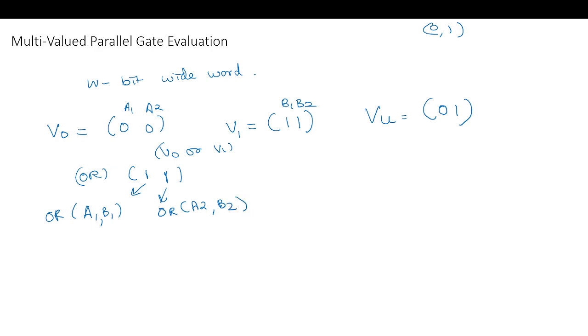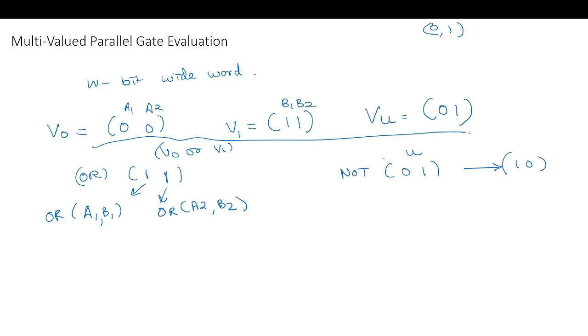Similarly, for a NOT operation, say we want to perform it on U, which is 0, 1, it would give 1, 0, but we don't have any symbol for this. That's why for the NOT operation we will not do it like this. We will perform the inversion of this and the inversion of this, so again we obtain V.